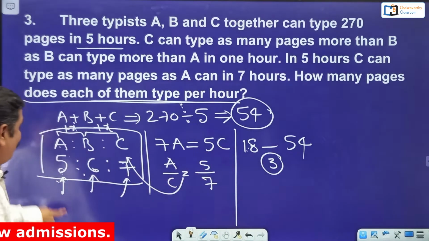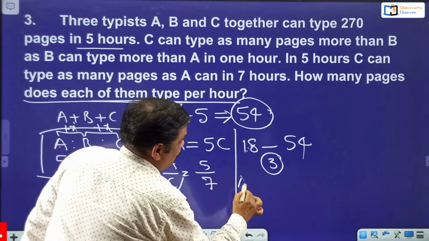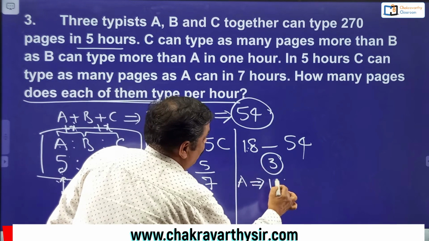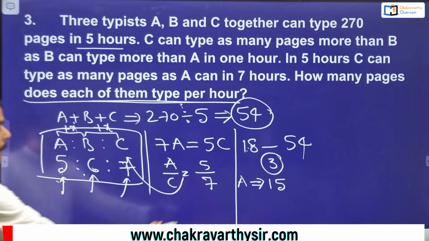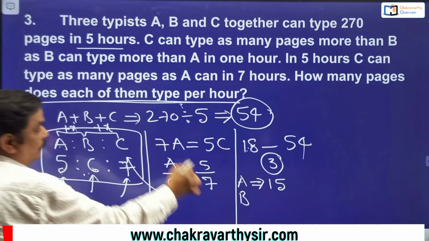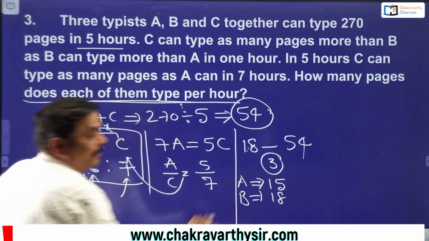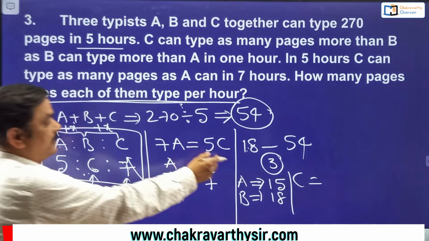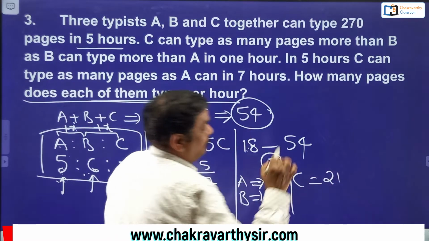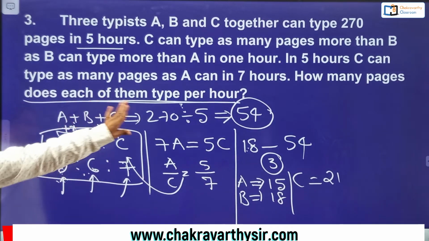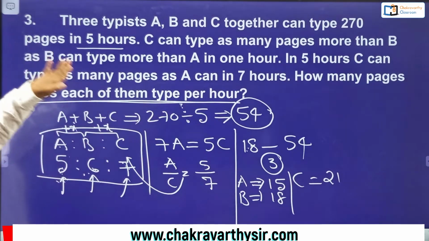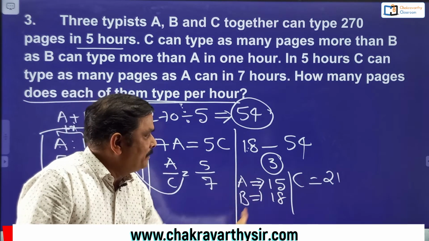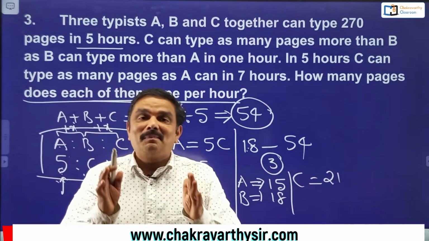Anyway, in the conventional method also we do the same thing. Now 1 part is equal to 3, so 5 parts is equal to, that means A can type how many pages? 5 into 3, 15 pages per hour. Then B can type 6 into 3, 18 pages per hour. And C can type 7 into 3, 21 pages per hour. Answer for the question, how many pages does each of them type per hour? That is A 15 pages per hour, B 18 pages and C 21 pages.